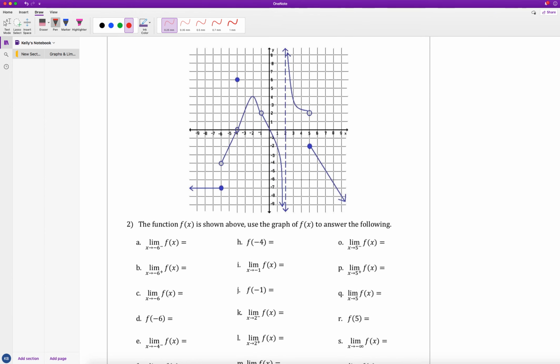Okay, let's scroll down and look at our second example. So again, we have a function f of x, which is shown above. It is a piecewise function, meaning I have multiple parts of this graph, or multiple pieces, you could say. Let's get the circle ring back up. I have this piece to the left that's a horizontal line, then it's curving, there's some holes in there. I now have a vertical asymptote, so it's a little different. And then I have these other 2 branches right there.